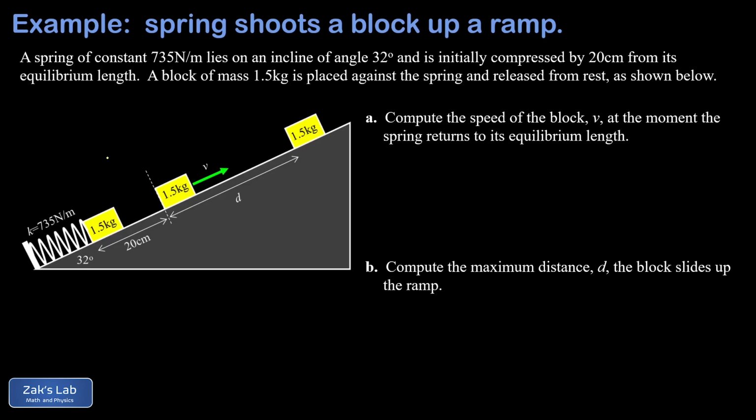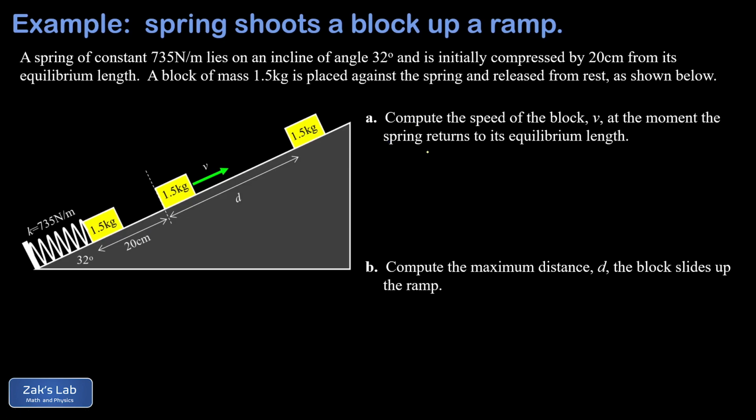So we're given all the specs here. The spring constant is 735 newtons per meter. The angle of the ramp is 32 degrees. The mass of this block, 1.5 kilograms. The spring is coiled by 20 centimeters relative to its natural length in the initial state of the problem.